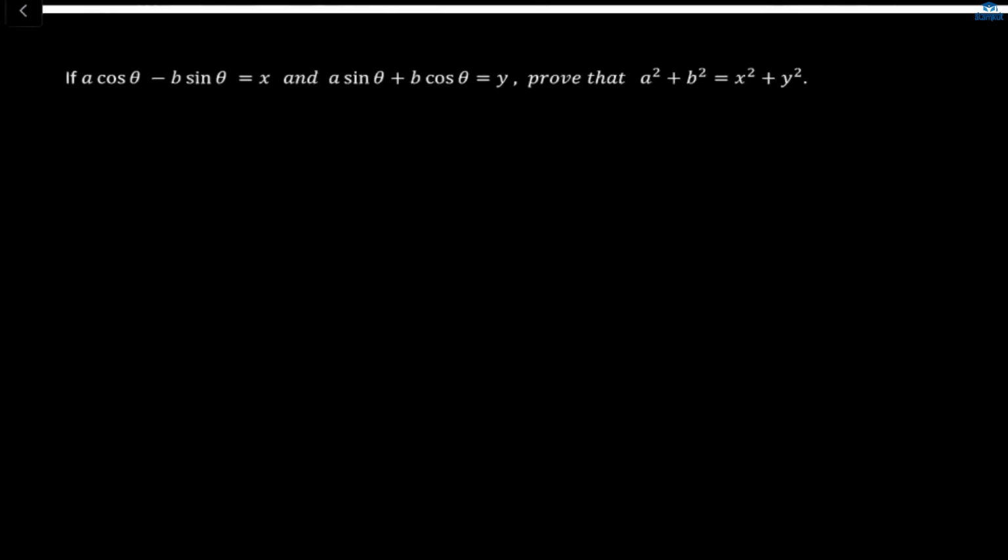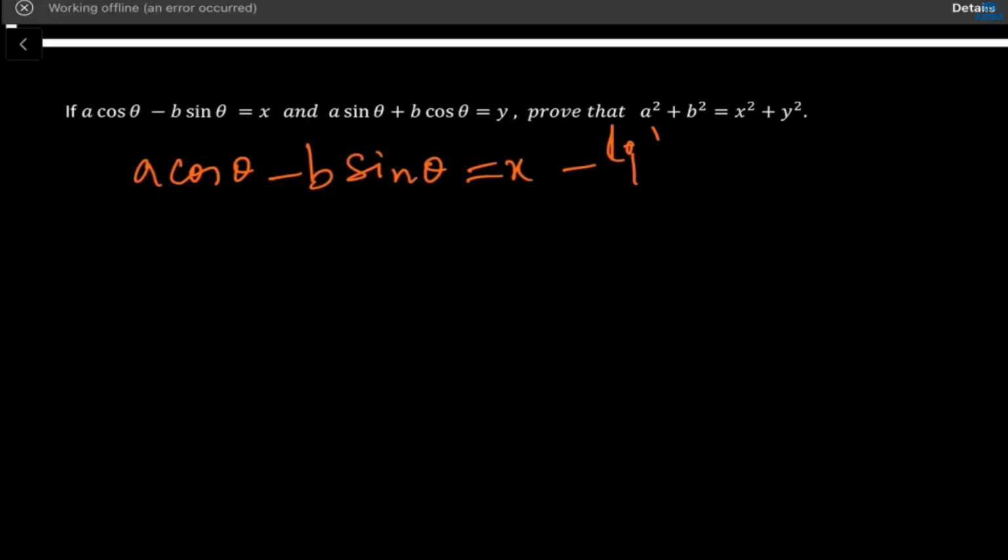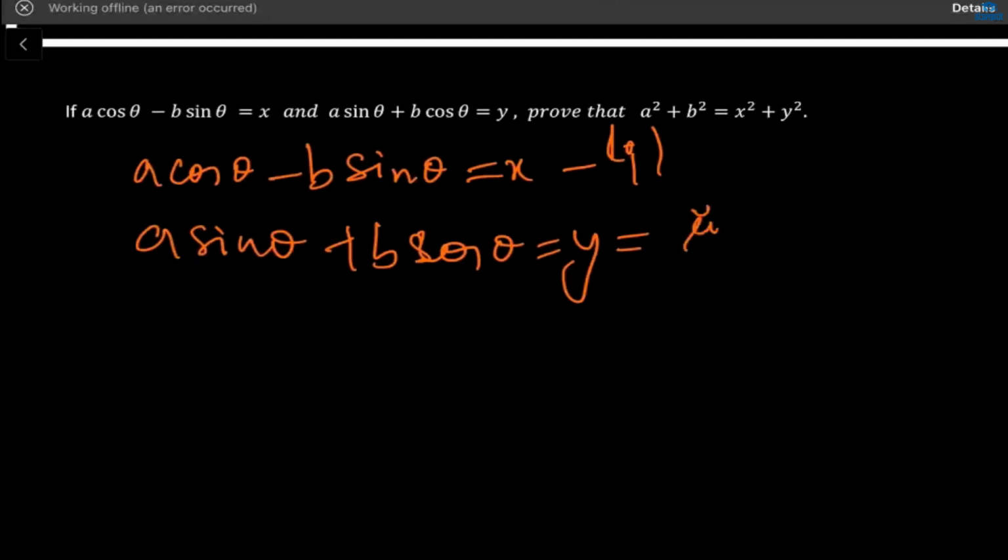Now, you have two equations here. You can write a cos theta minus b sin theta is equal to x as equation 1, and a sin theta plus b cos theta is equal to y as equation 2. Now you have to prove that a square plus b square is equal to x square plus y square. If we square both equations and add them, on the LHS we get x square plus y square.